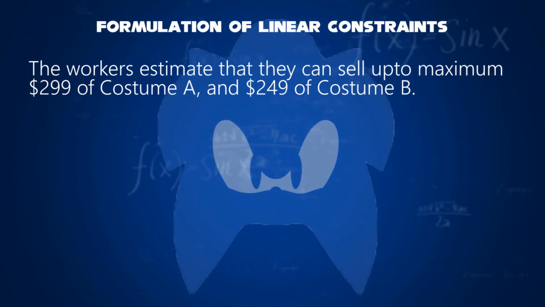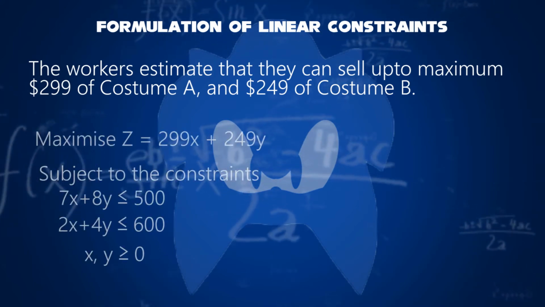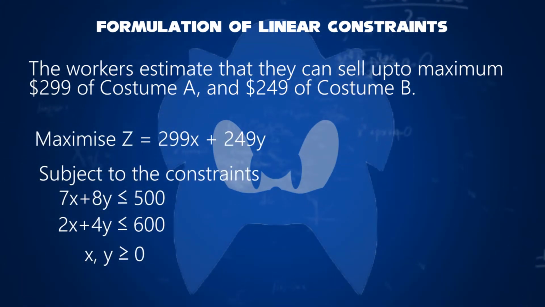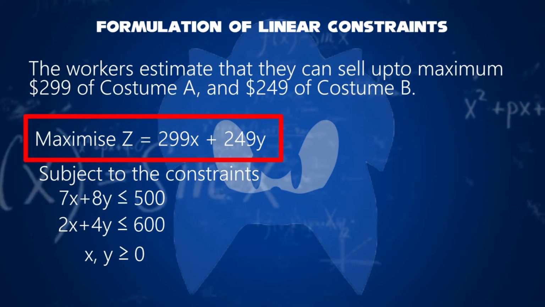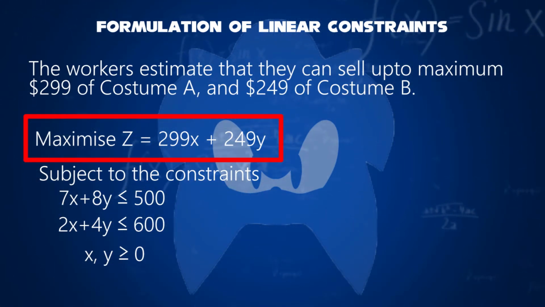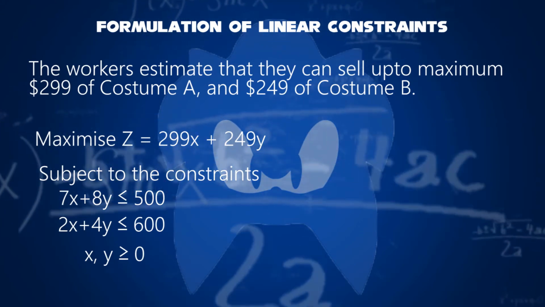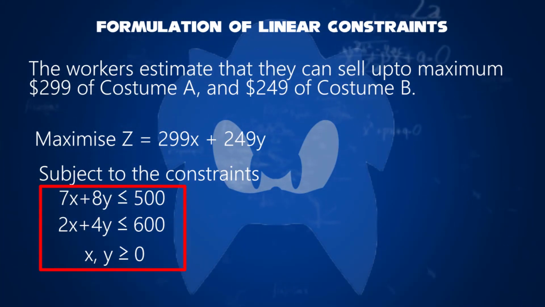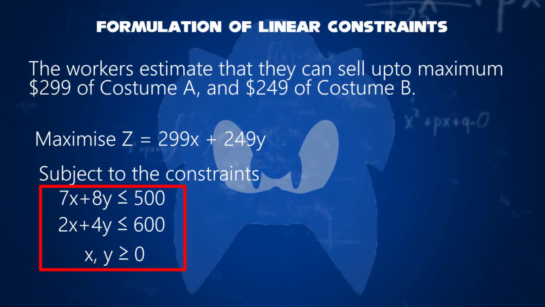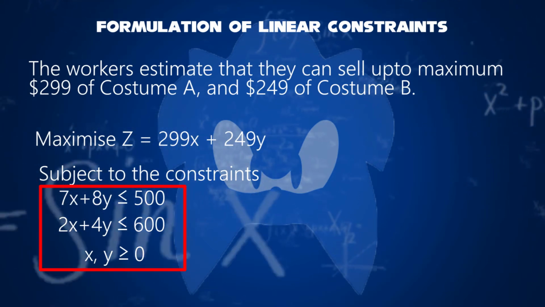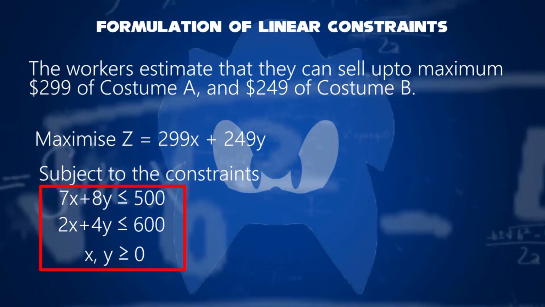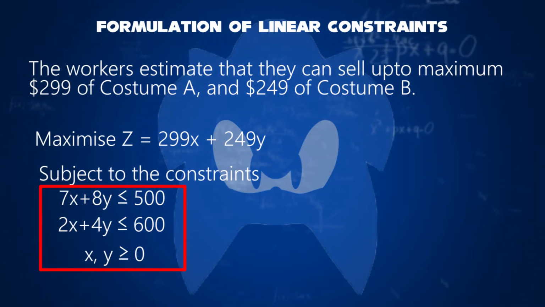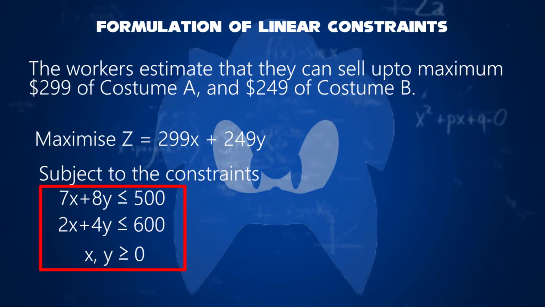Now, formulate this as a linear programming. The objective function is first written as follows. Maximize z equals 299x plus 249y. Then, subject to the given constraints: 7x plus 8y less than or equal to 500, and 2x plus 4y less than or equal to 600, where x and y are non-negative quantities that are always greater than or equal to 0.